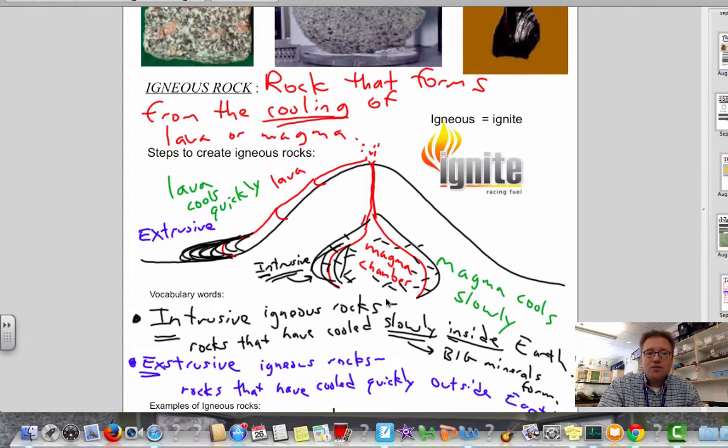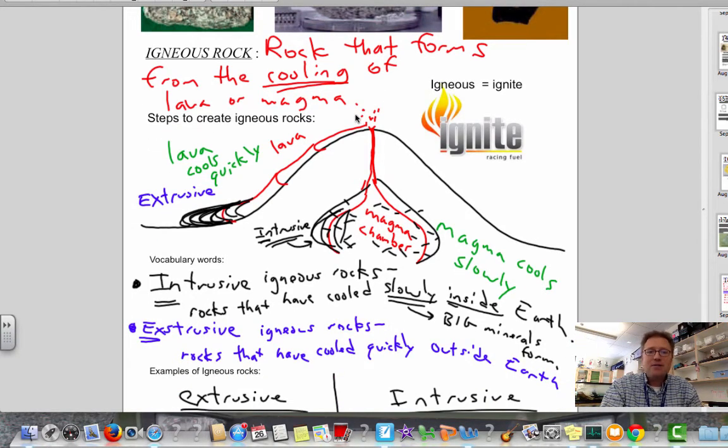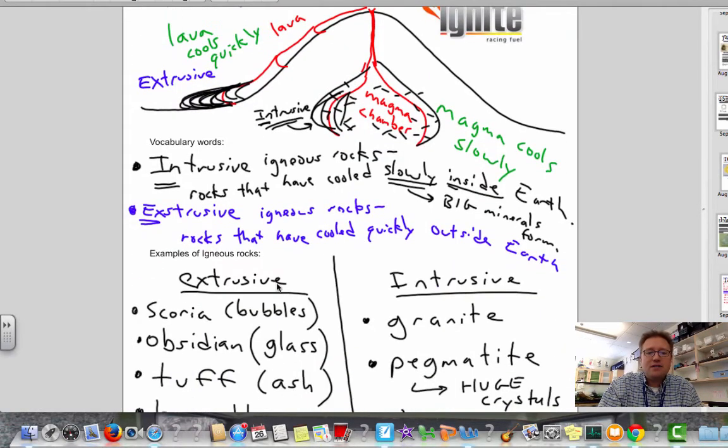The other type is when magma comes outside and becomes lava, comes down, and it cools quickly, kind of like wax falling down the outside of a candle. Because it cools quickly, it doesn't allow minerals to grow. Maybe little ones grow a little bit, but they don't really get to grow that much. Those are called extrusive igneous rocks.